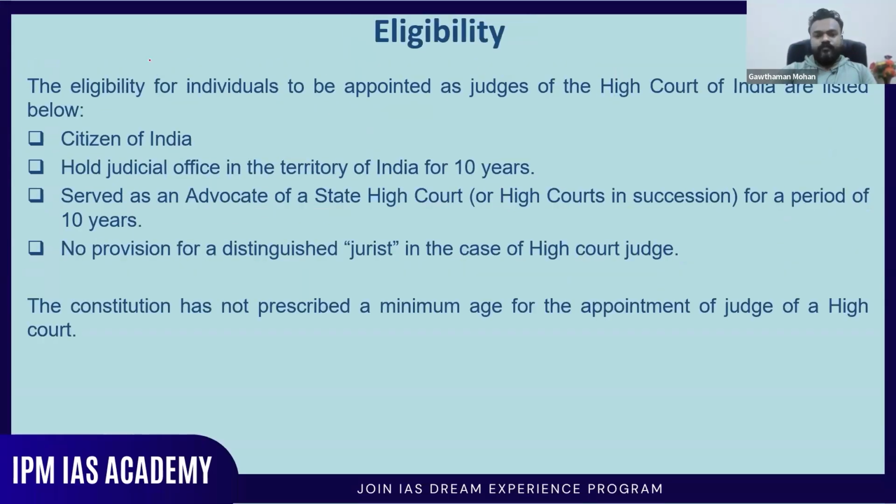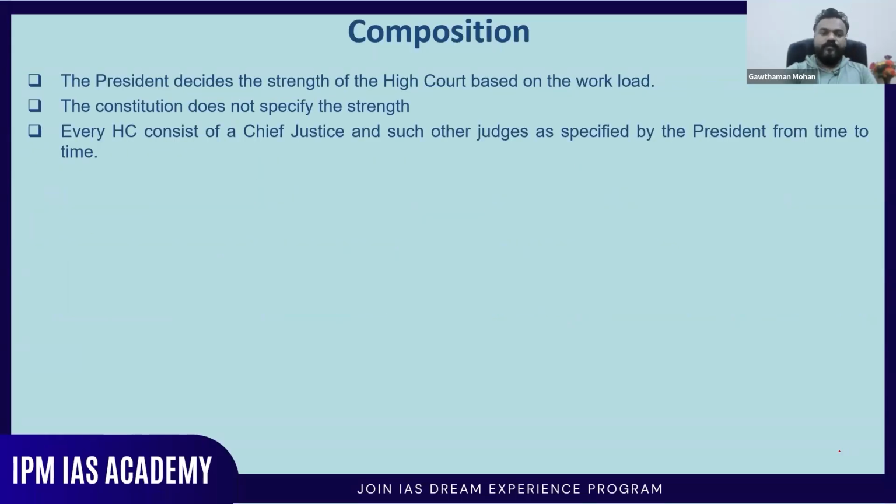Eligibility: a citizen of India, who has held judicial office in the territory of India for 10 years, or has served as an advocate of a state high court for a period of 10 years. There is no provision for a distinguished jurist in the case of a high court judge. But for a Supreme Court judge, you have seen that there is a separate provision for a distinguished jurist in the opinion of the President. The Constitution has not prescribed a minimum age for the appointment of a judge of a high court.